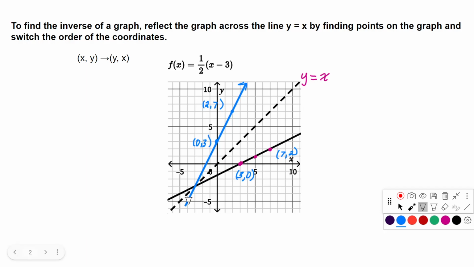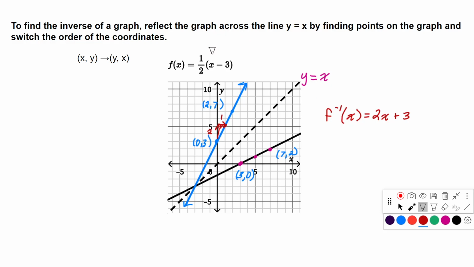Now I can write the equation of this from this graph. If I look at my slope, from 0, 3 to the next point, we're actually going up 2 and to the right 1, which means my slope of my inverse, and inverse notation looks like this, the slope of my inverse will be 2. Because my point is 0, 3, I can just say 2x plus 3.